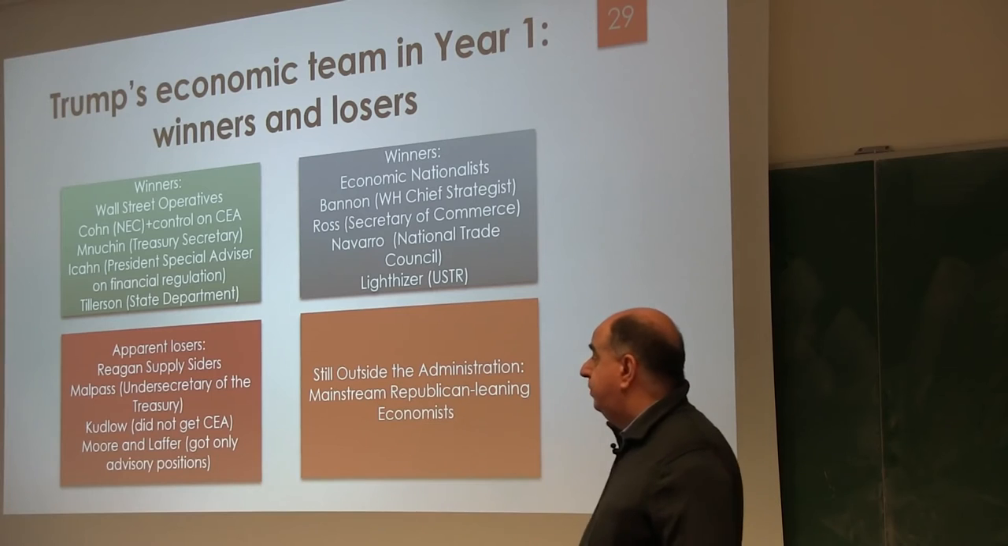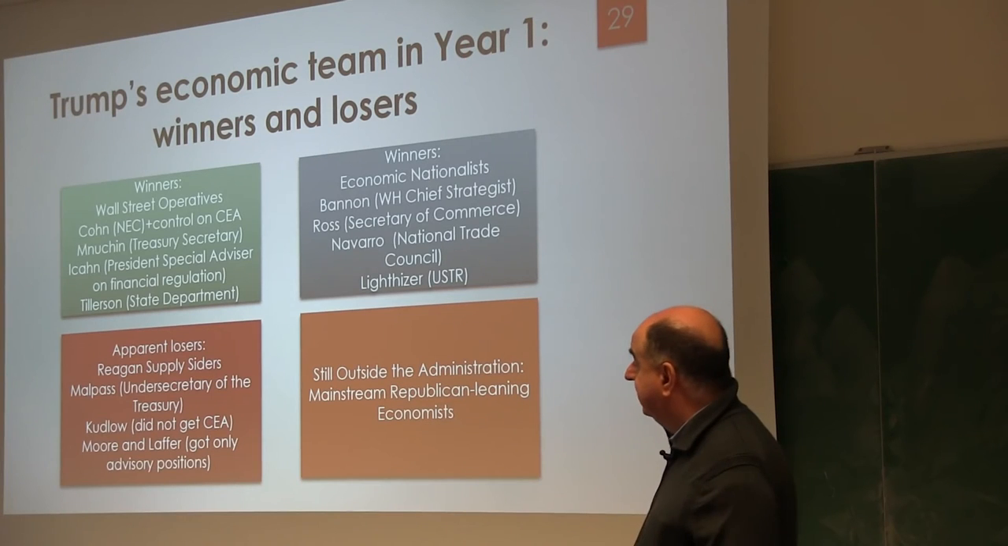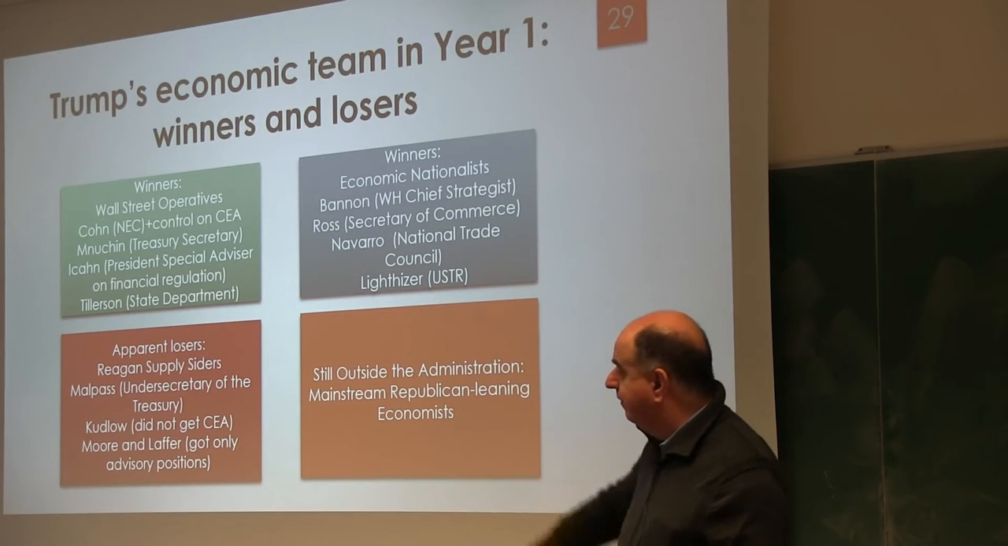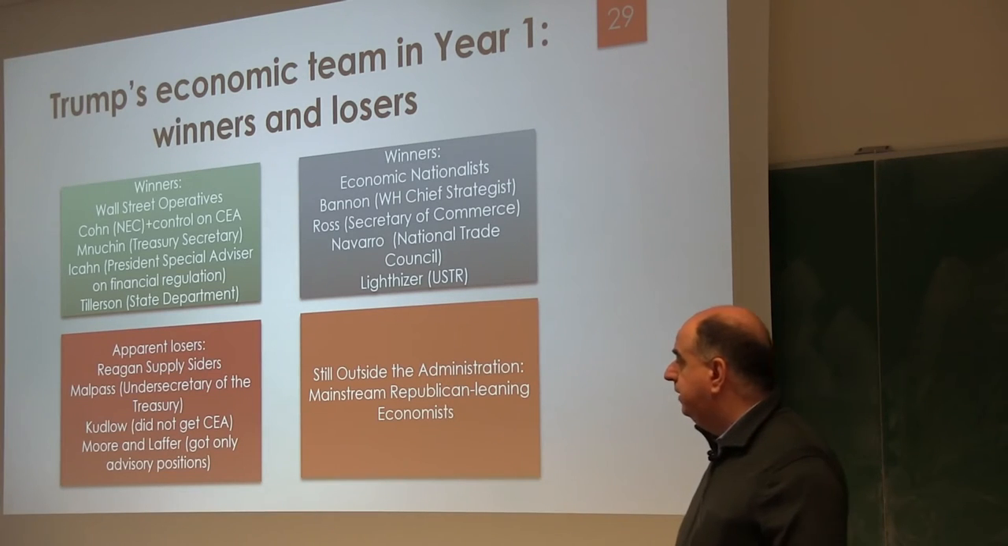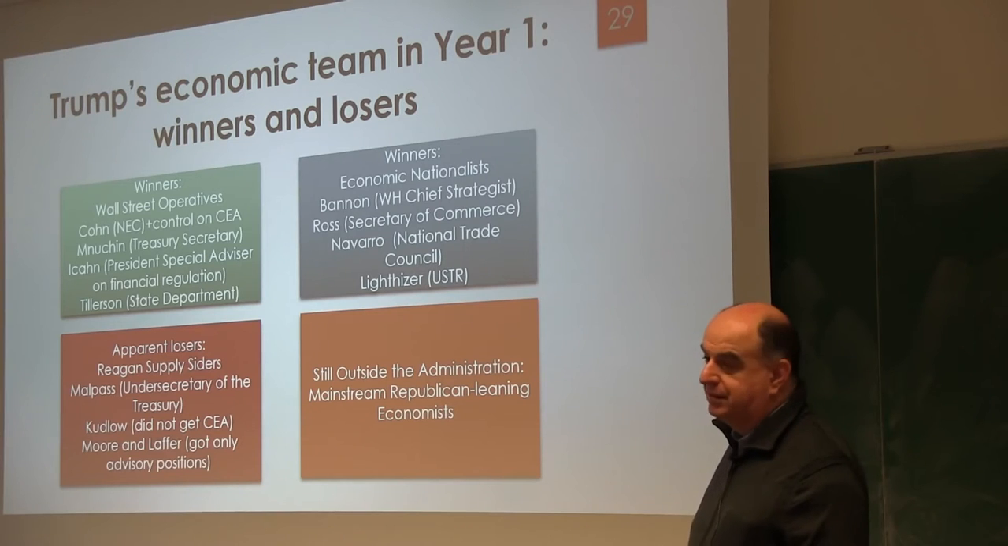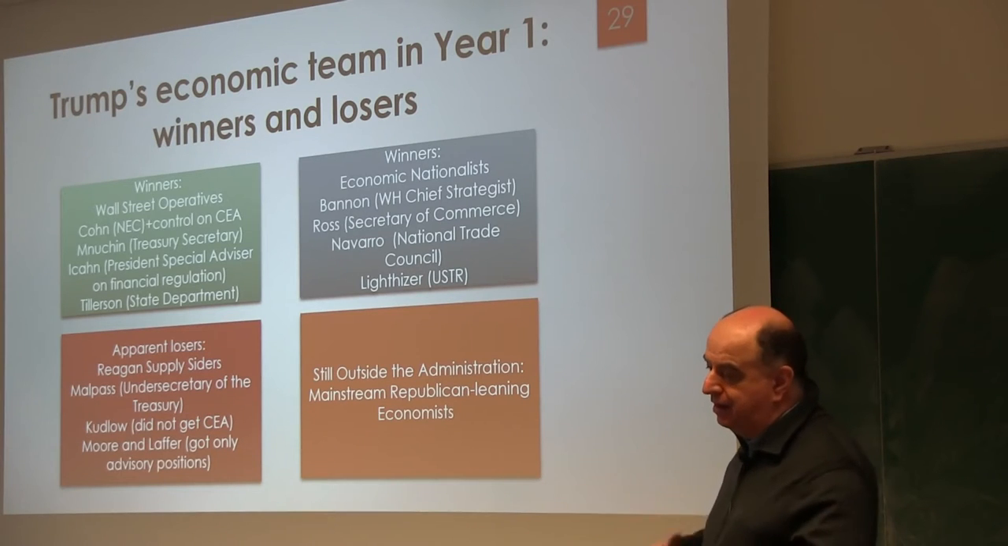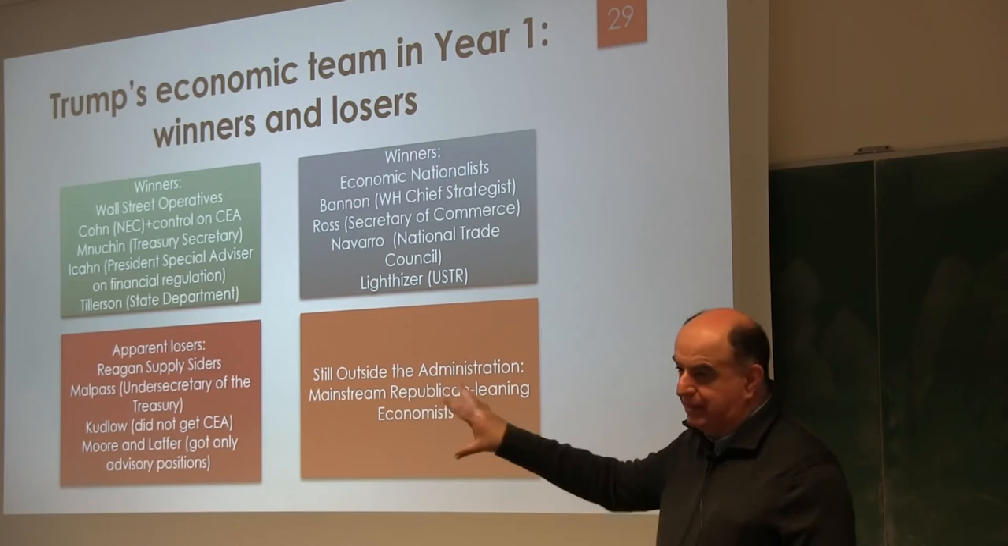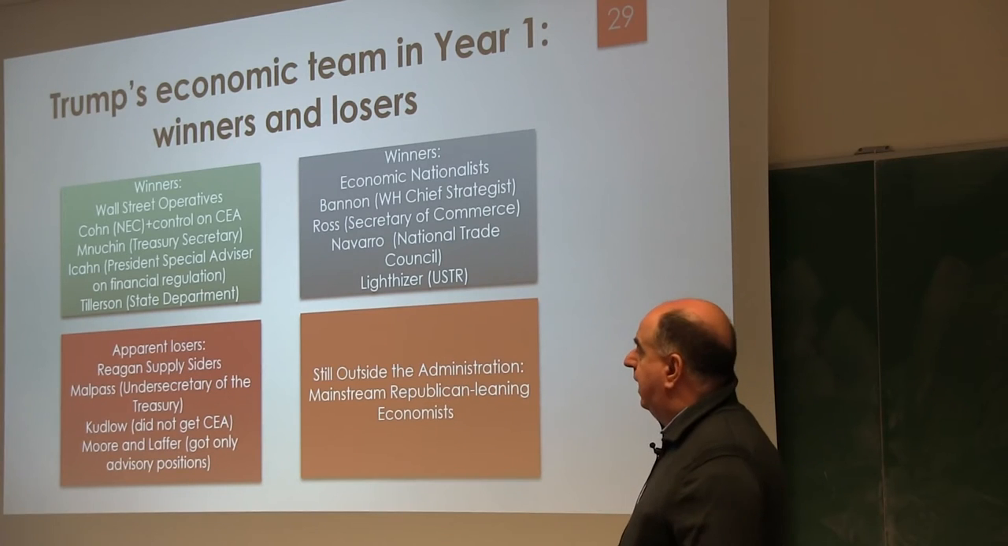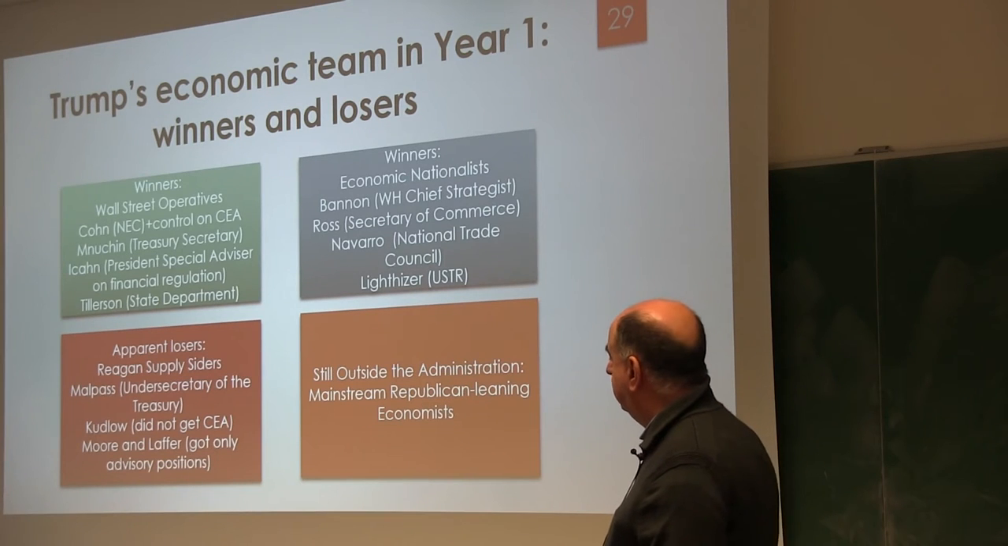The big loser seems to be the Reagan supply siders. The only thing that they got was Malpass as Under Secretary of the Treasury, but still they were very active in lobbying Congress to pass the tax reform. So they played a behind-the-scenes role without any important role in the administration in the first year.